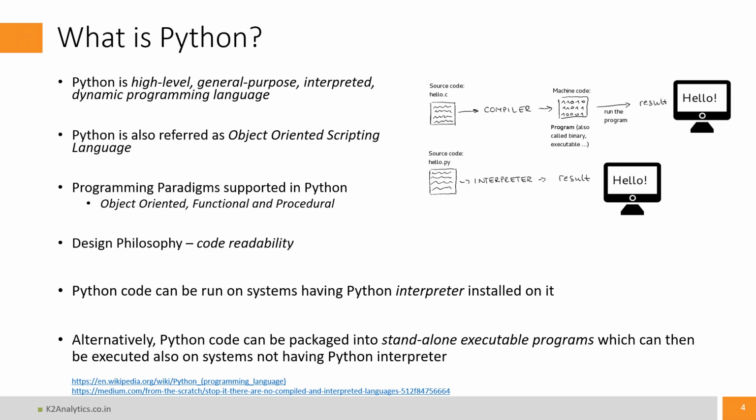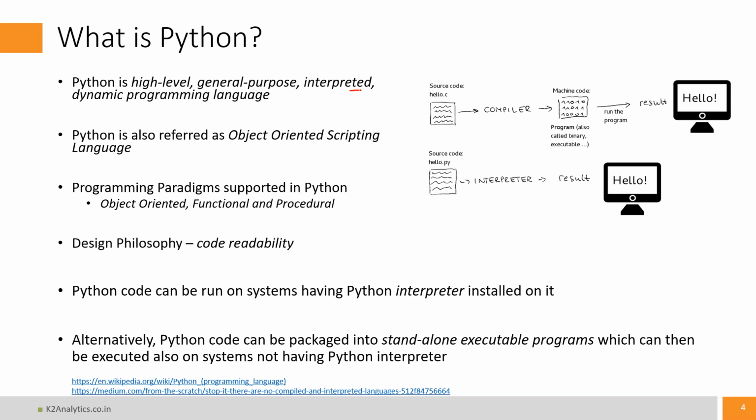So, what is Python? Python is a high-level, general-purpose, interpreted, dynamic programming language. The most important here is interpreted. So let us try to understand what we mean by interpreted language.